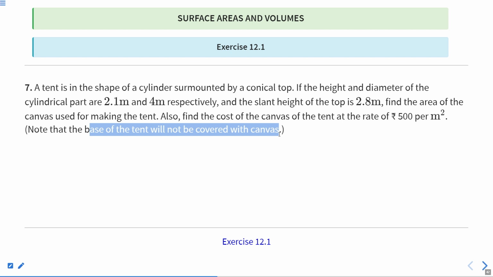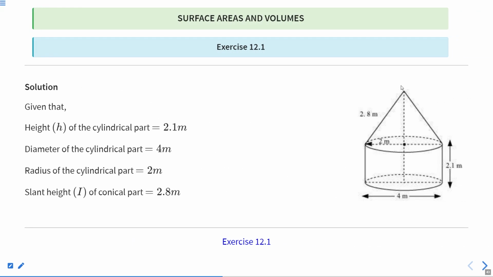So let us solve it. First of all, draw the figure. So this is our figure. This portion is the cylindrical portion, and this is our conical part. Here we are given the height of the cylindrical part as 2.1 meter, and the diameter of the cylindrical part as 4 meter. So the radius of the cylindrical part is 4 by 2, that is equal to 2 meter. And the slant height l of the conical part is 2.8 meter.